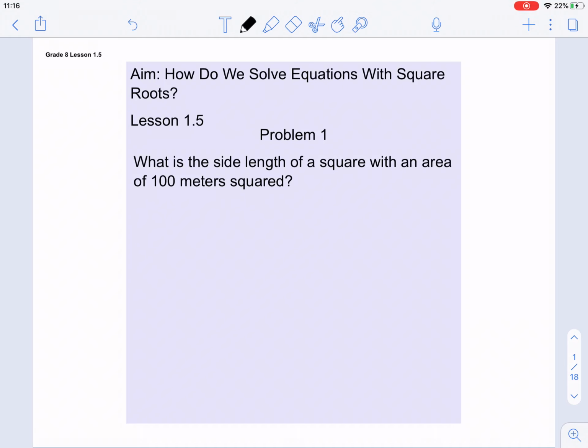Today's lesson is on how do we solve equations with square roots. Problem 1. What is the side length of a square with an area of 100 meters squared? Take a second to copy down the question.